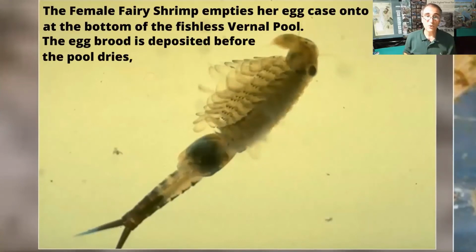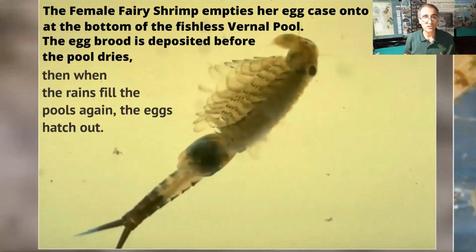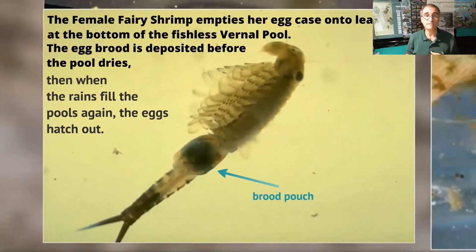Can't have any fish in a vernal pool now. You won't find these in ponds. They wait for the vernal pool to dry out. That signals them to lay the eggs, and then they wait for the water to come back. And they can actually do it a couple of times a year.